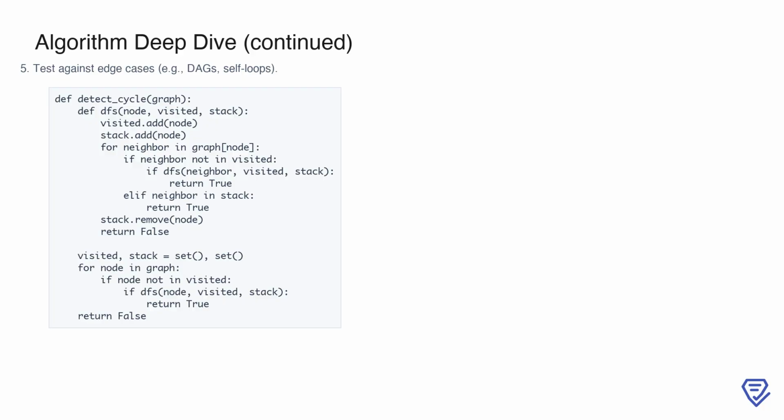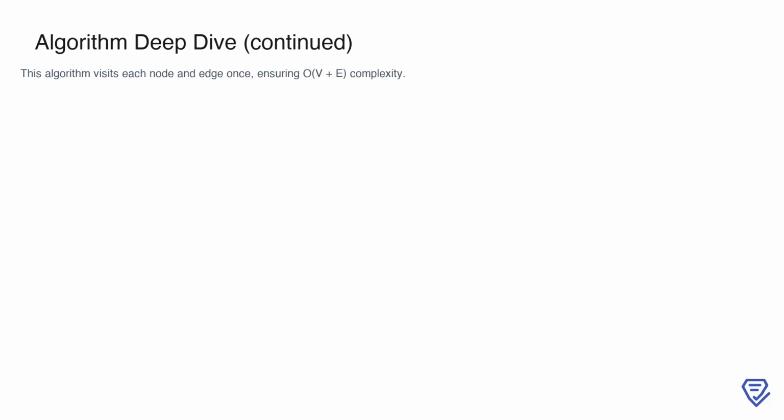graph-based scenarios. The cycle detection algorithm is both efficient and elegant, traversing each node and edge exactly once for an overall complexity of O(V plus E). This ensures scalability even for large inputs. By leveraging the adjacency list for space efficiency and using DFS for traversal, the solution combines careful data structure selection with algorithmic efficiency. Robustness is achieved through comprehensive testing, demonstrating that this approach handles diverse edge cases effectively.